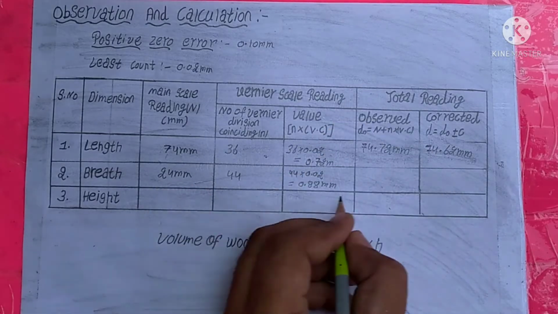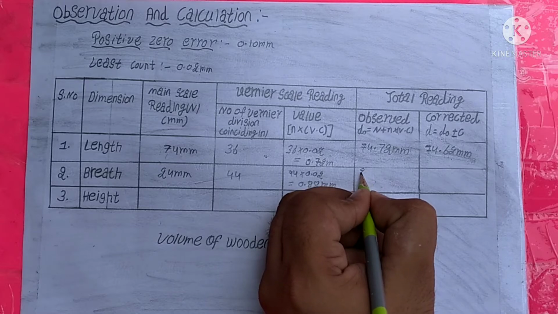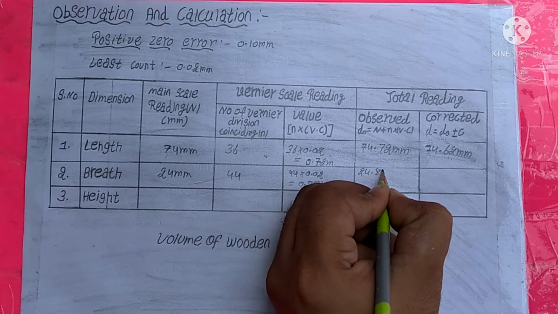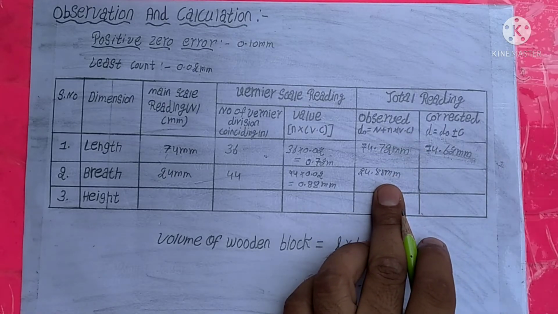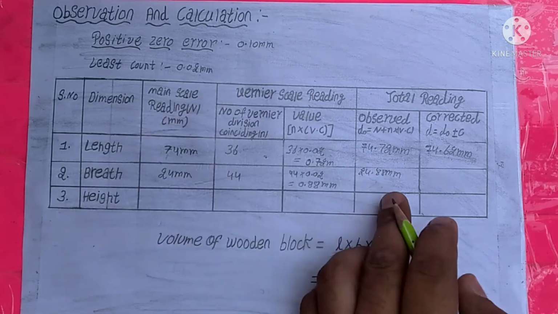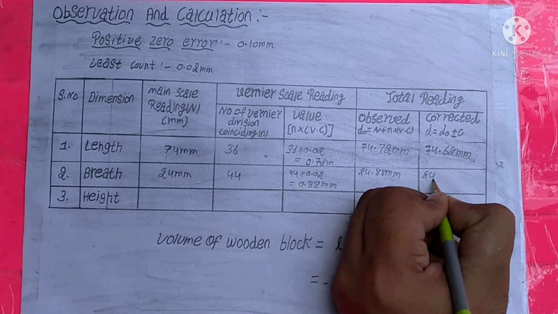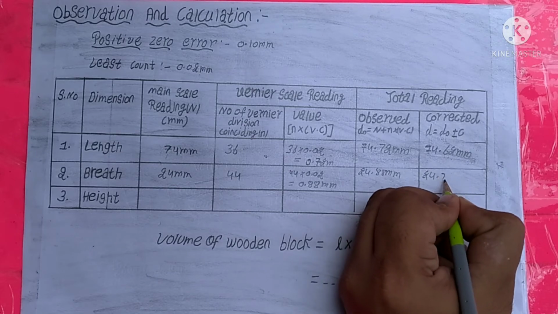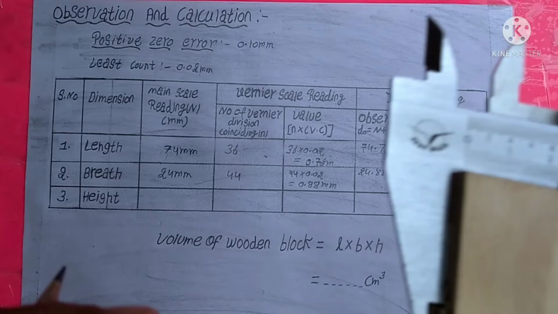Now add both the readings, main scale reading and vernier scale reading. So the result comes out to be 24.88 mm. So this is our observed value. And now again subtract the positive error value from the observed value and the answer comes out to be 24.77 mm. So this is the breadth of this wooden block.